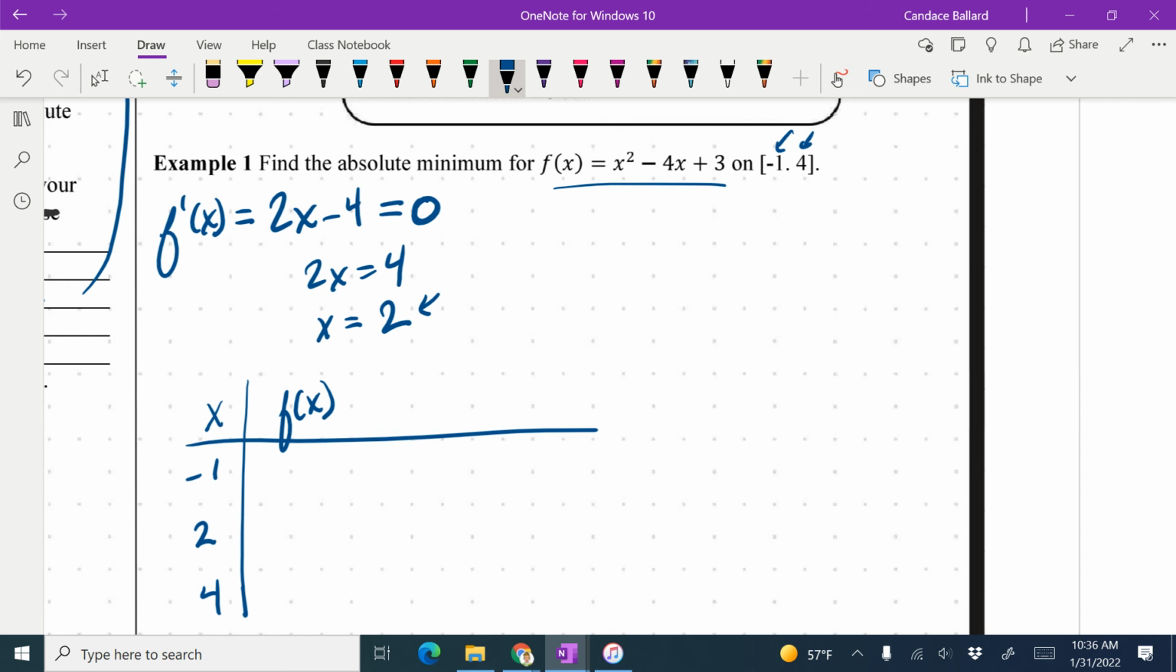Now notice I left a lot of space there on the right side because I like to plug my work into the table. Okay, if it helps you to do that, great. If not, all you are required to do is have the x and the y value, if you're plugging it in your head. Okay, so I'm going to plug -1 into this f of x. So -1 squared minus 4 times -1 plus 3.